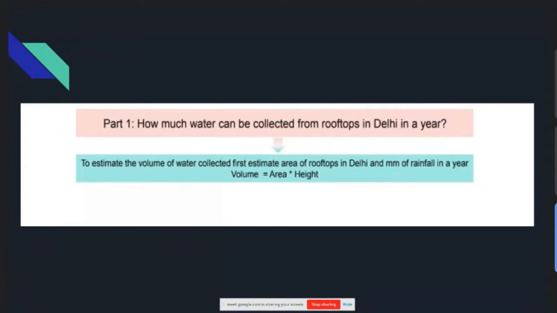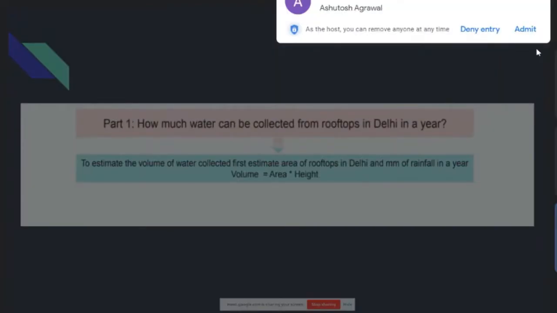Now, to estimate the volume of water collected, first estimate the area of rooftops in Delhi and the millimeters of rainfall in a year. In that case, you'll get volume equals area into height, right? This is very crystal clear. For estimating the volume of water collected, you first need to estimate the area of rooftops in Delhi, and also the rainwater it receives in a year.